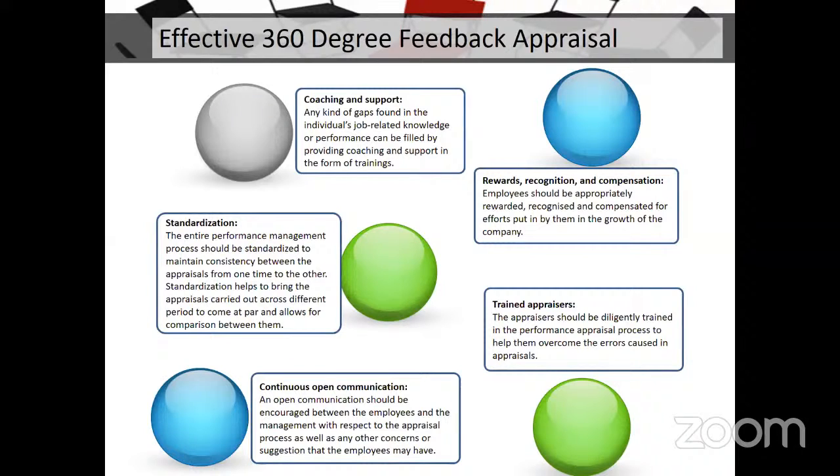The rewards recognition, people want to be rewarded. Trained appraisers, very, very important. Part of the implementation plan that you have in place, you should train the people who will be appraising, so they know what I'm looking for. Then also let's encourage continuous and open communication and have a standardized way of doing things. The way one person appraises, let it be the other way, let it be all standard. Let's not have one person using a rating system, another one using an observation system, so how do you even define that? How do you summarize that? So let's ensure that it is all standardized.